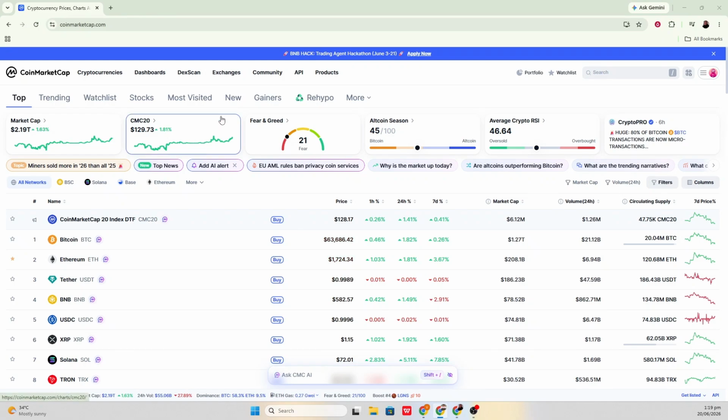In today's video, I will walk you through how to find altcoins using CoinMarketCap. To start, use the altcoin season meter available on CoinMarketCap.